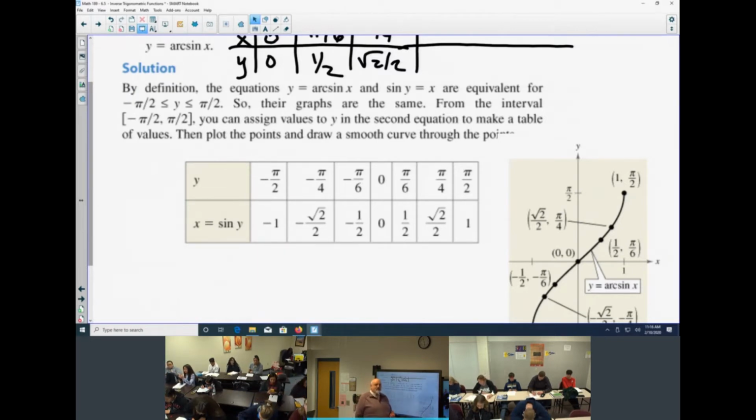Okay? So let me just see if you can put that in your calculator. See if you can graph y equals the inverse tangent of x. See if you can figure out how to put it in your calculator.